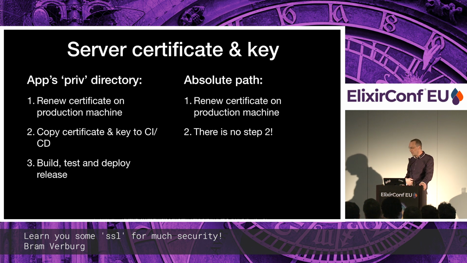So it might be easier to just use an absolute path. For example, if you're using Let's Encrypt to get free certificates, there's a global path where it will update the latest version of the certificate. It's a symbolic link, so if you renew the certificate, it gets switched out atomically. If you renew your certificate, there's no step 2. Again, you don't have to even restart your server because the SSL application will pick up the new PEM file automatically. There's more about this in the Plug HTTPS guide.